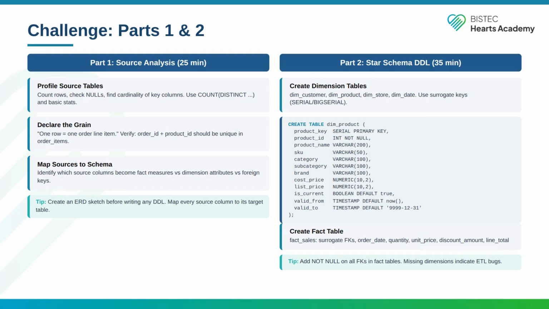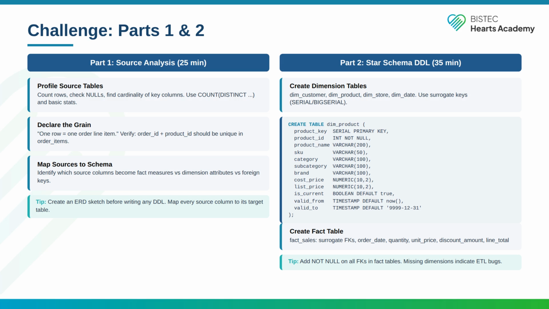Let us dig into the first 2 parts. For part 1, source analysis, start by profiling your source tables. Run non-null count and count distinct on every key column. Check for nulls. The goal is to understand cardinality. How many unique customers, products, and stores do you have? Are there data quality issues you need to handle?